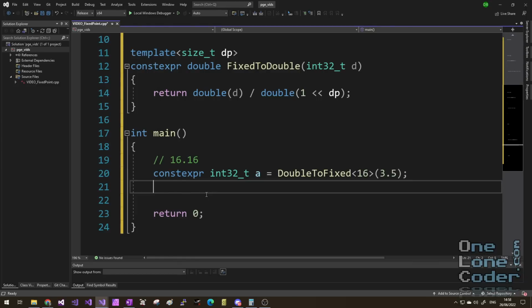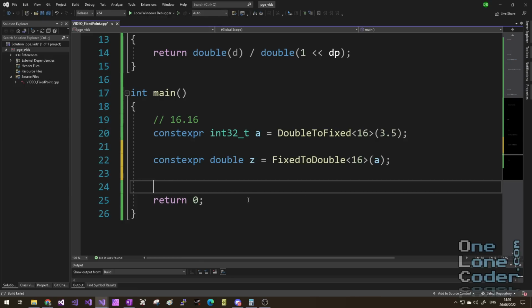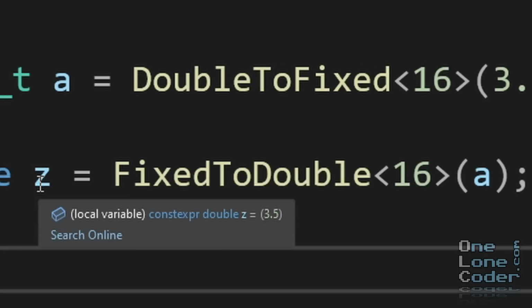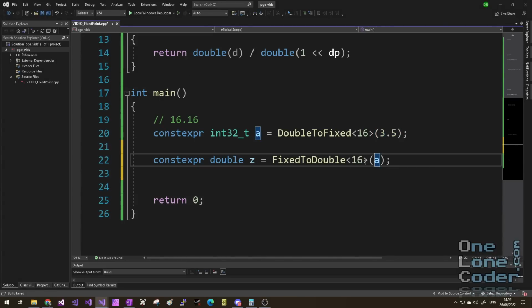So just to keep this sane, let's also make a function which converts our fixeds to doubles. That way we can display them. And this time I'm going to use Z to store the result of our fixed to double function, pass in how many bits we're interested in, and pass in the integer 32, which is our 16.16 representation. So all of this is now being done by the compiler rather than needing to run the program. If I put my cursor over Z, I see that the end result is 3.5, which is encouraging given that we're passing in 3.5 to begin with.